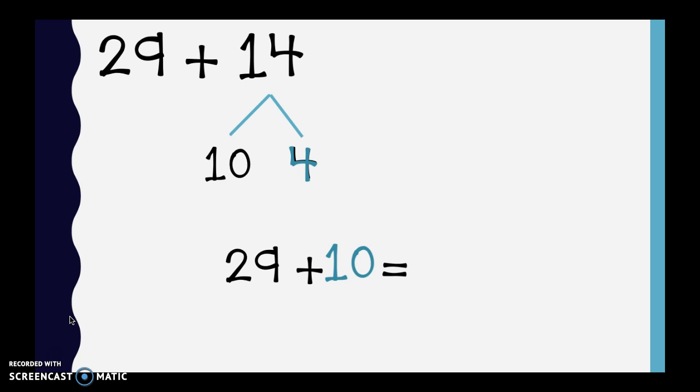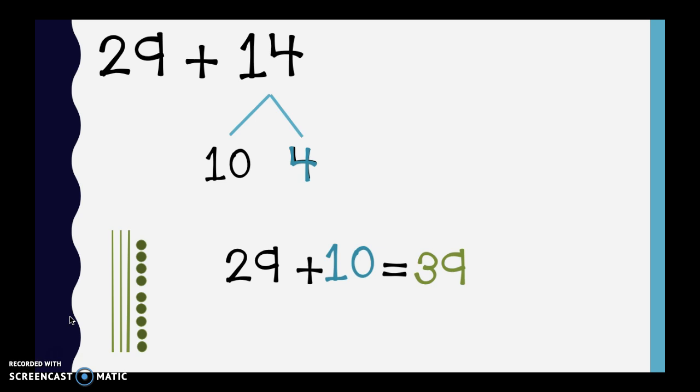29 plus 10, I don't know what that equals. Is there something I can do that can help me figure it out? Yeah, you're right. I could draw a picture. So here's a picture of 29. And now I'm adding 10, so I'm going to add in another 10 in my picture. Friends, 29 plus 10 equals, you've got that right, 39. That matches my picture. Now that I've added in part of the 14, the 10, I need to add in another part, which is the 4.